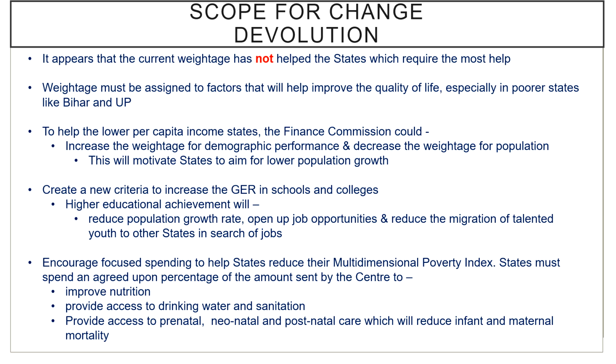Encourage focused spending to help states reduce their multidimensional poverty index. States must spend an agreed-upon percentage of the amount sent by the center to improve nutrition, provide access to drinking water and sanitation, and provide access to prenatal, neonatal, and postnatal care, which will reduce infant and maternal mortality.